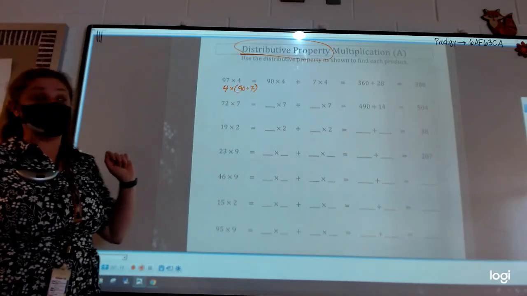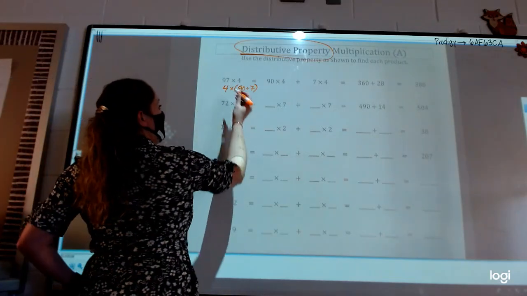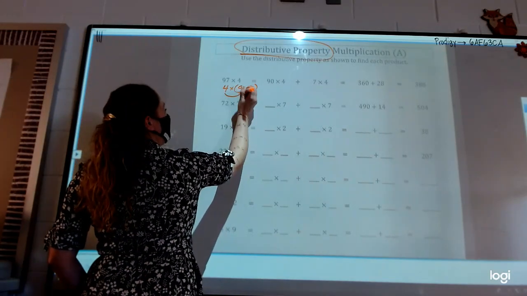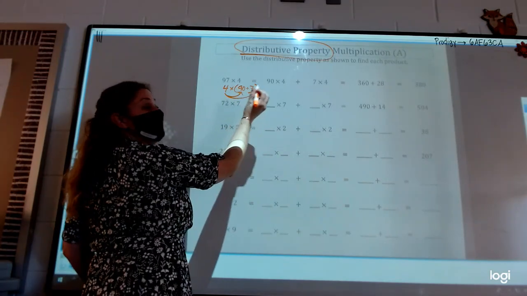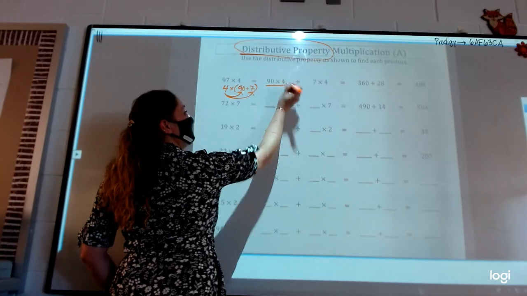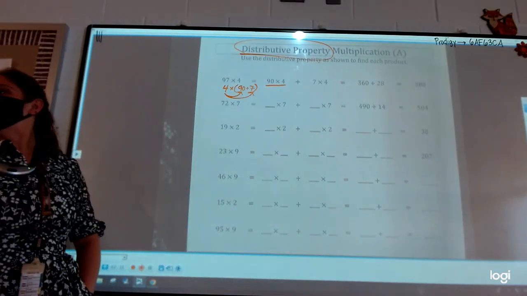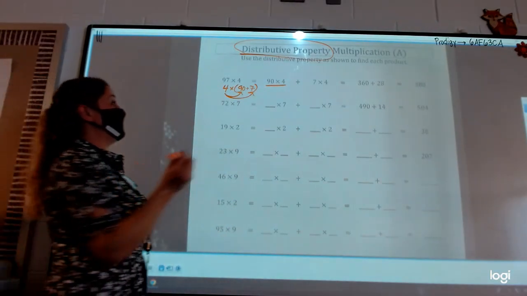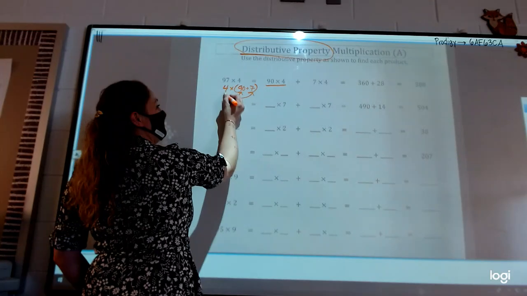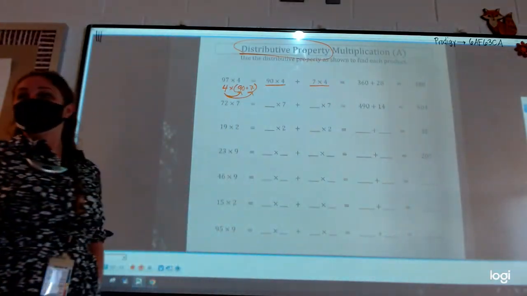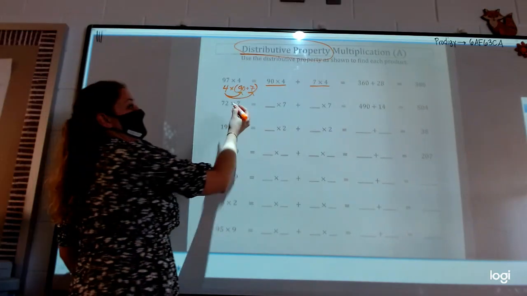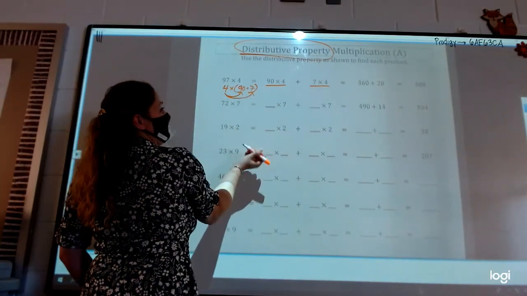We learned that yesterday. So then our next step, I would have us draw arrows, and we would say 4 times 90. Well, look, it's right here. Okay, that's where you write that. I hope we're all paying attention. And then we said, okay, now I need 4 times 7. That is right here. Okay? So they did it the same way we did. They just wrote it a little bit differently.